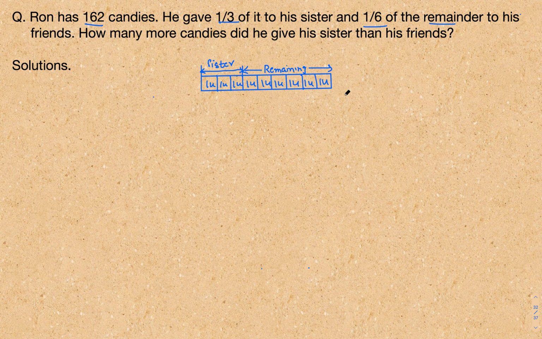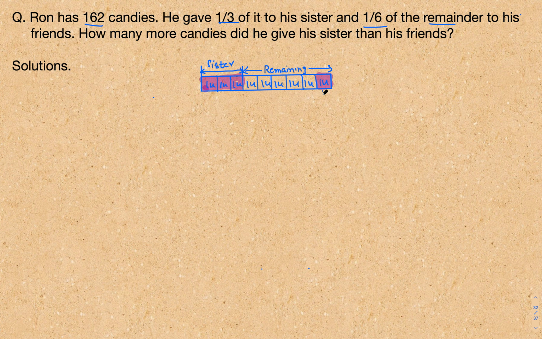In total there are 9 units, out of which he gave 3 units to his sister, and 1 unit to his friend. So we can show it here. These 3 units to his sister, and let's say this one he gave to his friends. Let's label it. This one he gives to his friend, and in total he is having how many units? In total he is having 9 units, right? So altogether 9 units.